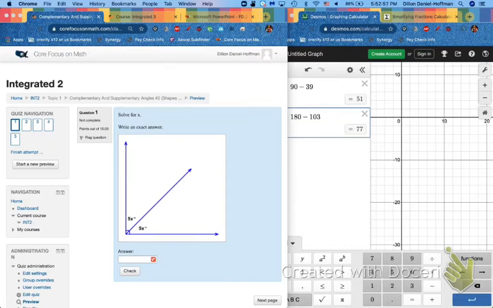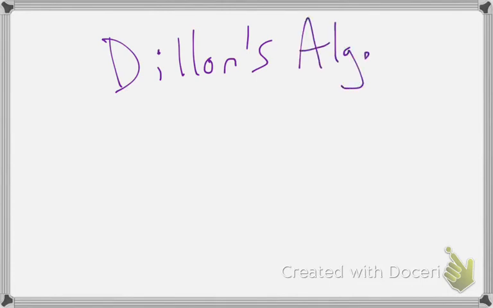And in preparation for number 1, I want to teach you about my method of doing algebra. So I'm going to call this, let's use purple. Purple's my favorite color. So since I'm claiming this, I'm going to put it in my favorite color. Dylan's algebra method.